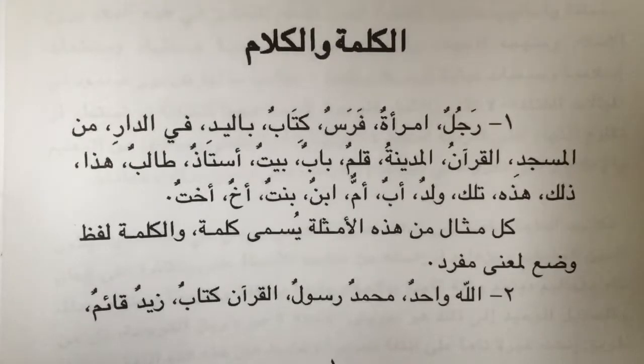we're continuing in Nahu, the science of how sentences are made, and we're taking our first look at the book of Akram al-Nadwi. The first lesson in his book is al-kalimatu wal-kalam. Al-kalima in Arabic means the word. Kalimatun is a word, and al-kalam is speech. So kalima, word, and kalam, speech.